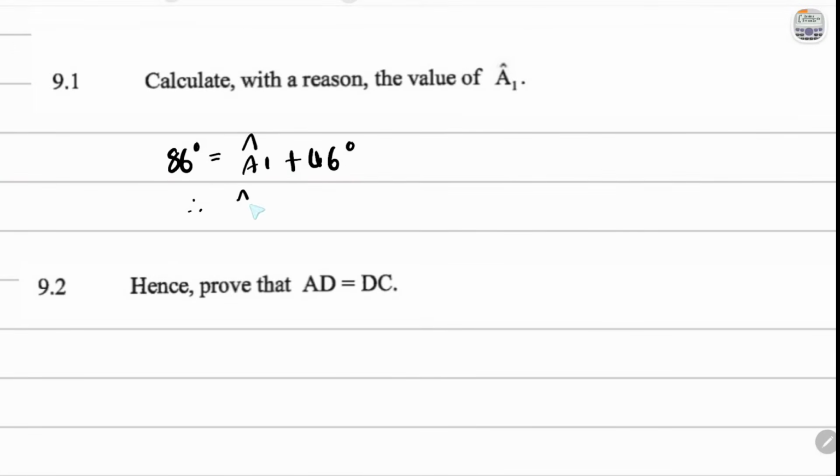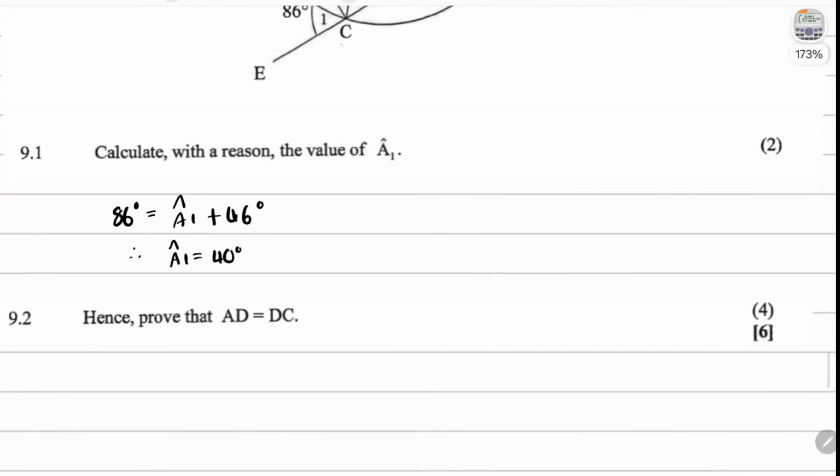So we can actually just conclude like that. Angle A1 is equal to 40 degrees. And then the reason was because of the exterior angle of a cyclic quad. And that is our answer. So that is for 2 marks. Moving on to the next question.